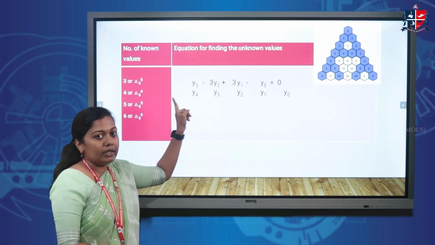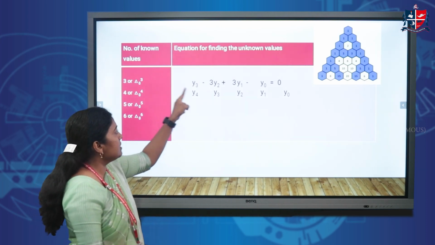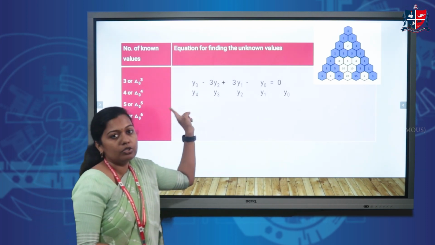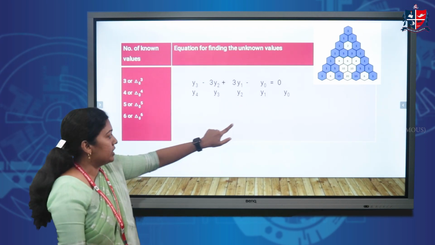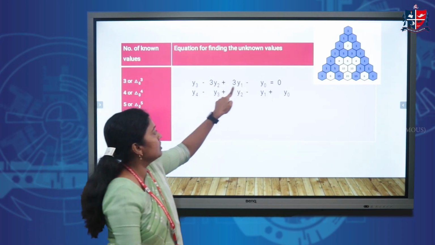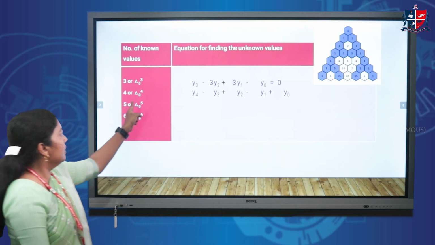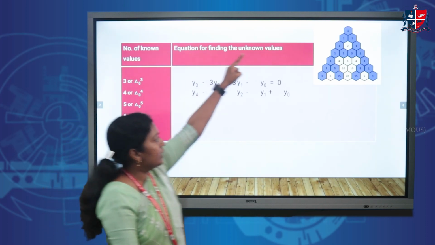Then immediately after that, you have to put the positive and negative signs alternatively. That is plus, minus, plus, minus, plus. Always start from positive. Then immediately after that you can check the Pascal's triangle.